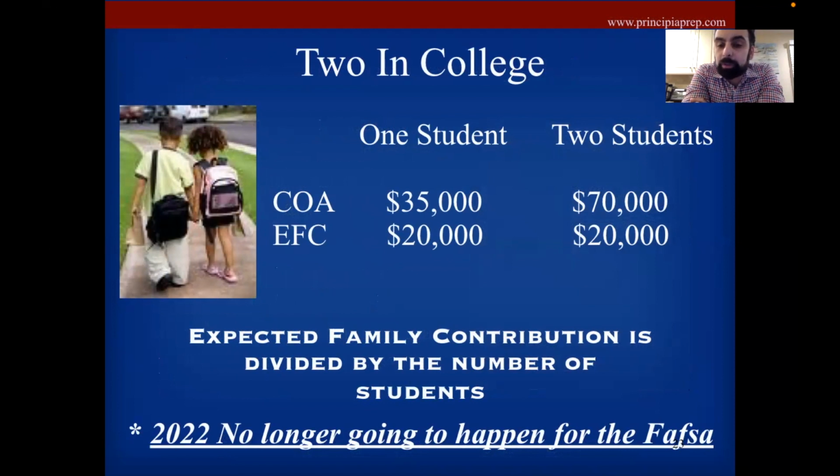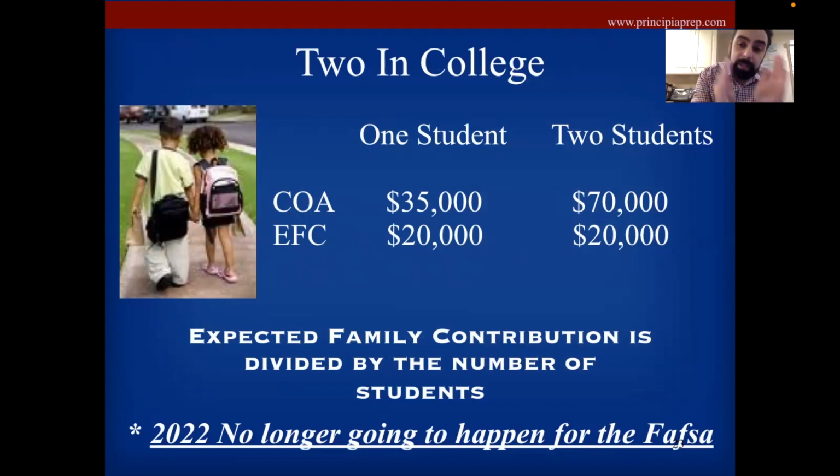If you have multiple students going into school, it's in most cases very beneficial. See here, student one goes off to college. Student one, the college, everything included, costs $35,000. So you fill out all the financial aid forms, and they say you can pay $20,000 towards the cost of college. This student has $15,000 of financial aid space available for help from that college.